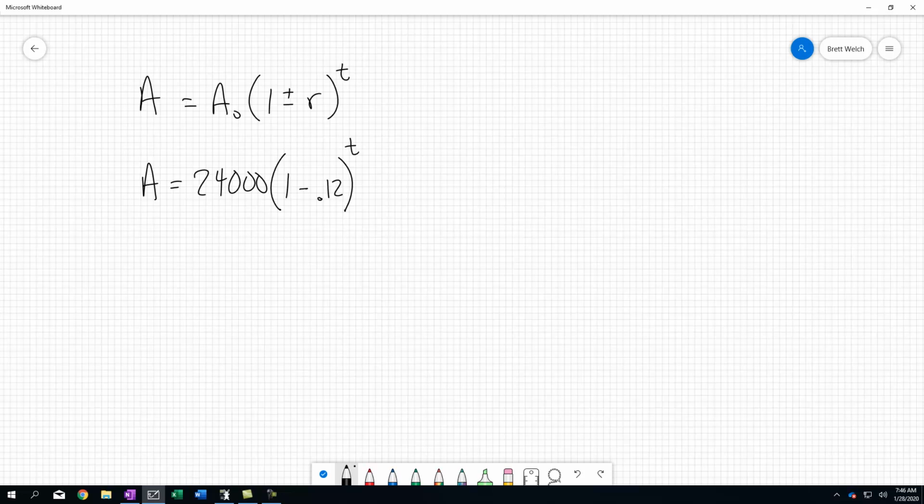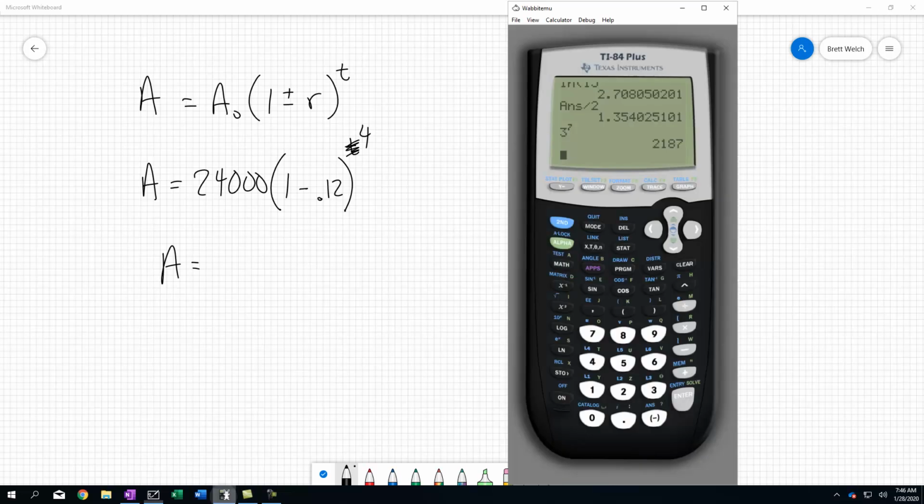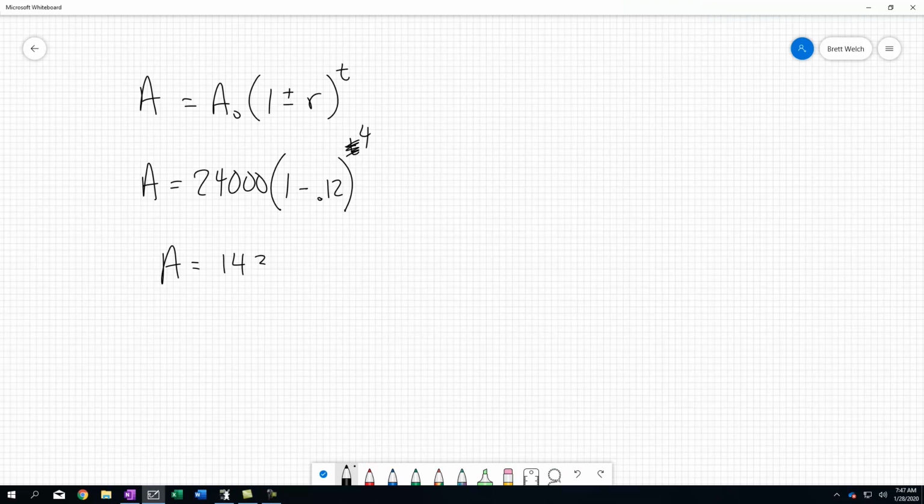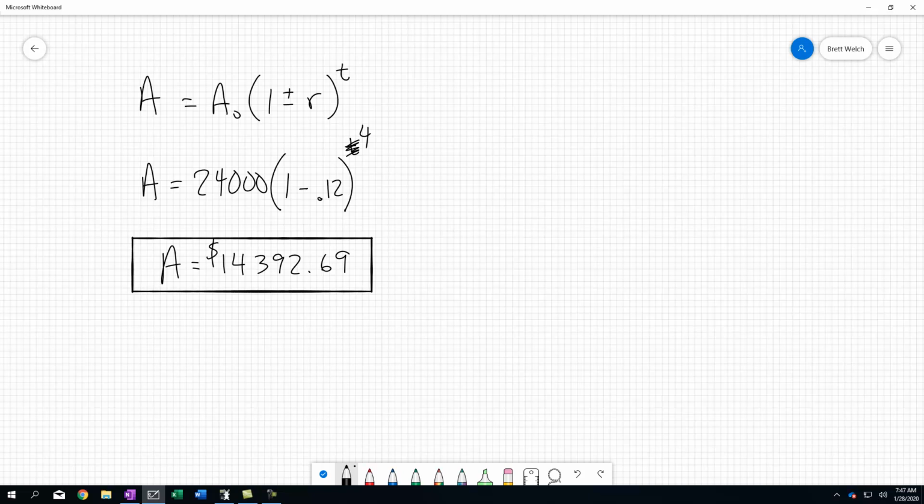Now, they tell us that we want to know the value of the car in 4 years. So I'm going to get rid of this t and put a 4 there. This is something I can simply evaluate in the calculator. So I'm going to take my 24,000 times parentheses 1 minus 0.12 close parentheses raised to the 4. And that gives me 14,392.69. And that's the value of my car after 4 years of driving it.